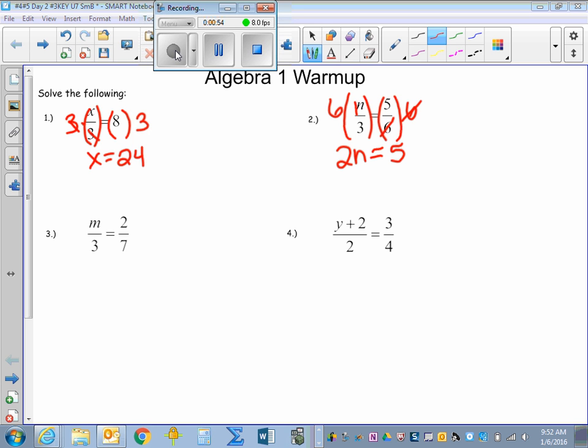And then how do I get n by itself? Divide by 2. My 2's reduce to 1, so then I have just n equals 5. And that's my final answer.